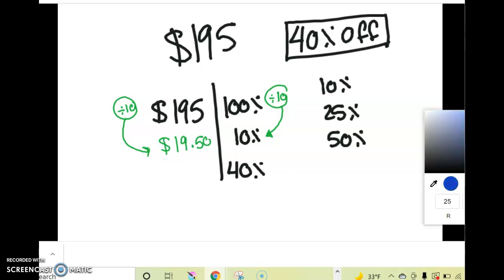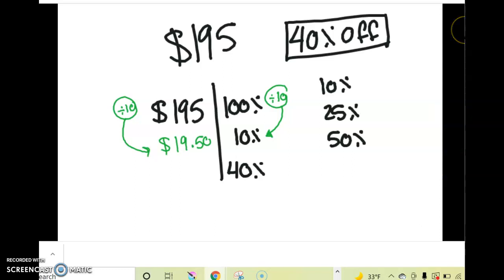Now I should be able to go from 10 to 40. 10 times 4 is 40, which means in order to figure out 40%, I simply need to multiply 19 and 5/10 by 4. When I do this, I find that $78 is 40% of $195.